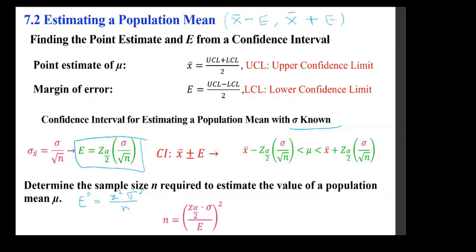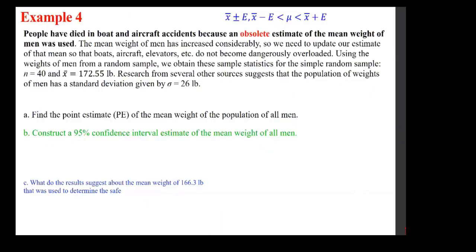We're going to go to the next example. People have died in boat and aircraft accidents because an obsolete estimate of the mean weight of men was used. The mean weight of men has increased considerably, so we need to update our estimate of that mean so that the boats, aircraft, elevators, etc.